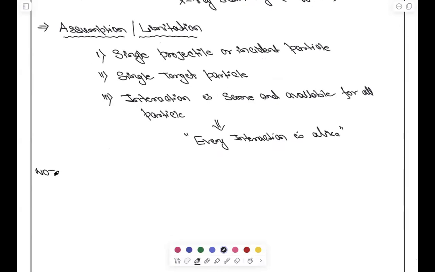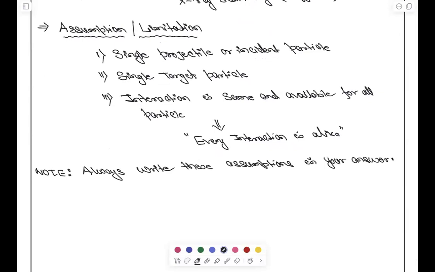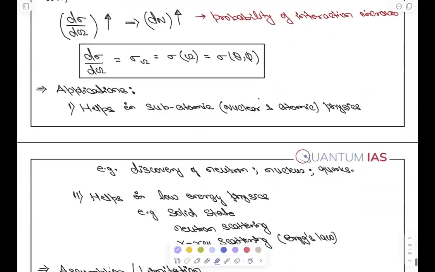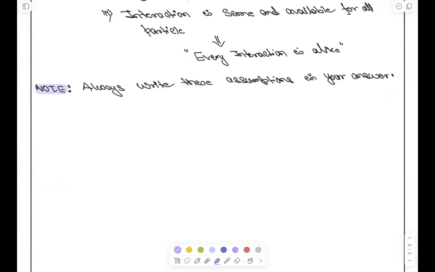Note it here. Always write these assumptions in your answer. See, these are something which are not very intuitive, okay? But still we have to manage how we will understand it and write it down. Okay? This is what we should aim for, that the work gets done.